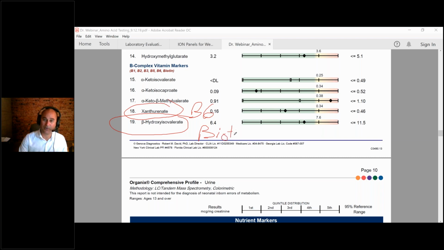Beta-hydroxyisovalerate is a marker for biotin. These end up being really important clinically when you see them. So if xanthurenate is high, your patient needs B6. Don't be wimpy. Don't give them like this little 20 milligram pill. Give them 100 milligrams to start. If that's not enough, give them 200 milligrams. Don't make people sick, but give them a hefty dose of these things so you're getting some clinical changes.